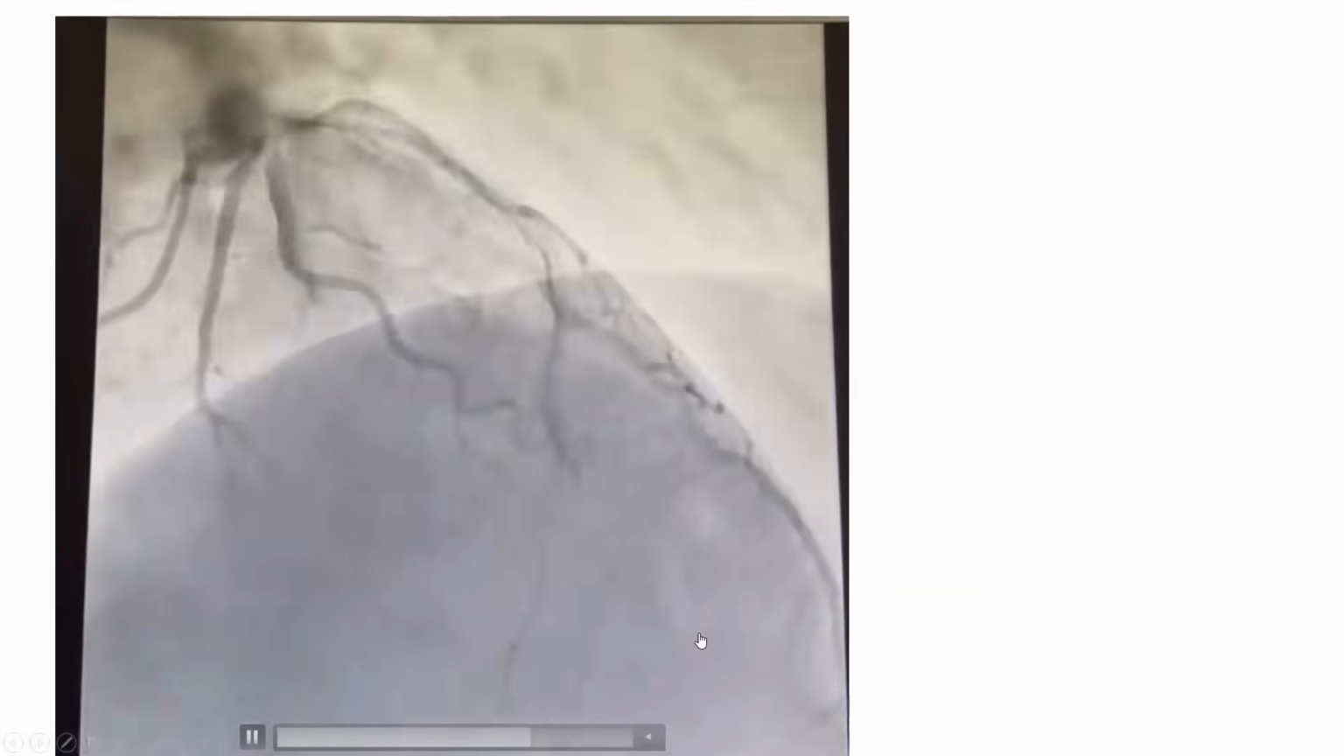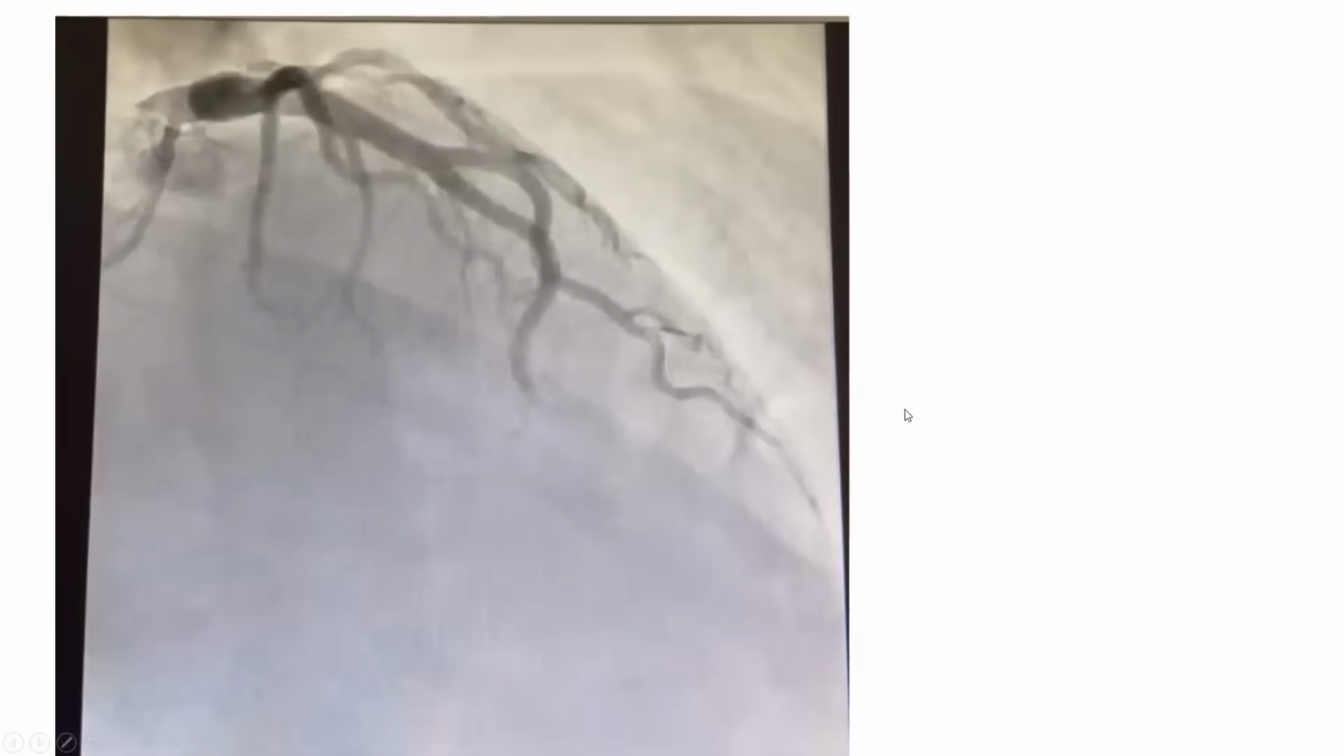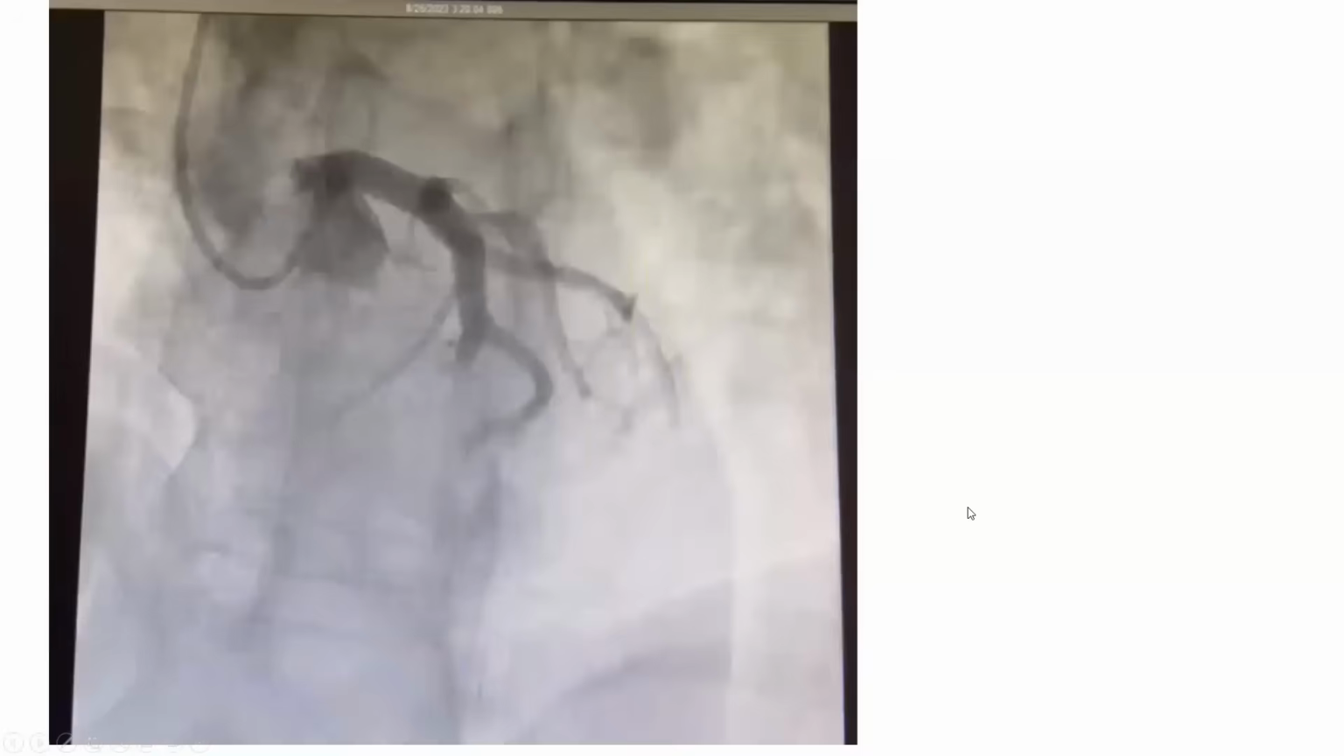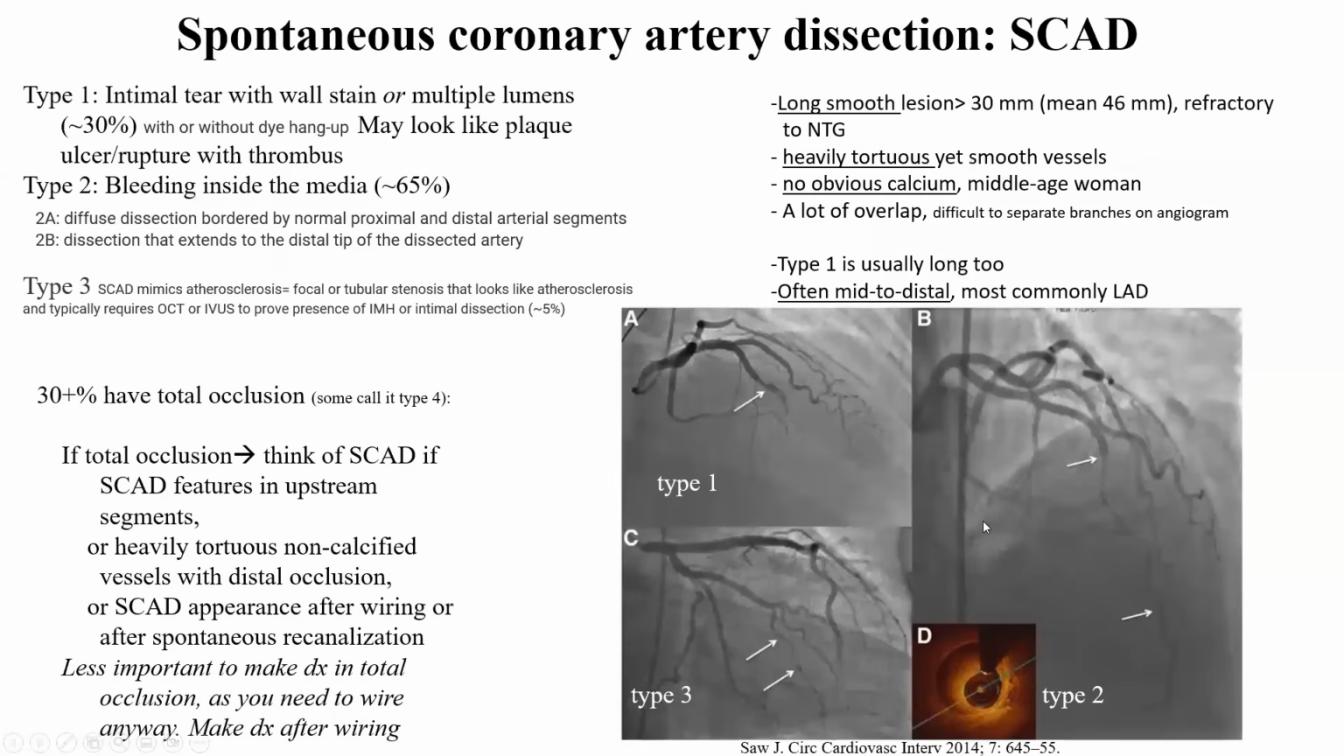Should we wire it or leave it alone? SCAD that is not 100% occlusive, where you have some distal flow, TIMI 2 or 3, with no ongoing STEMI on the EKG, is left alone. However, SCAD with ongoing STEMI and impaired distal flow, TIMI 1 or 0, we should wire it and try to recanalize it, because you want to abort that infarct, you want to revive that apex. And this is what was done here.